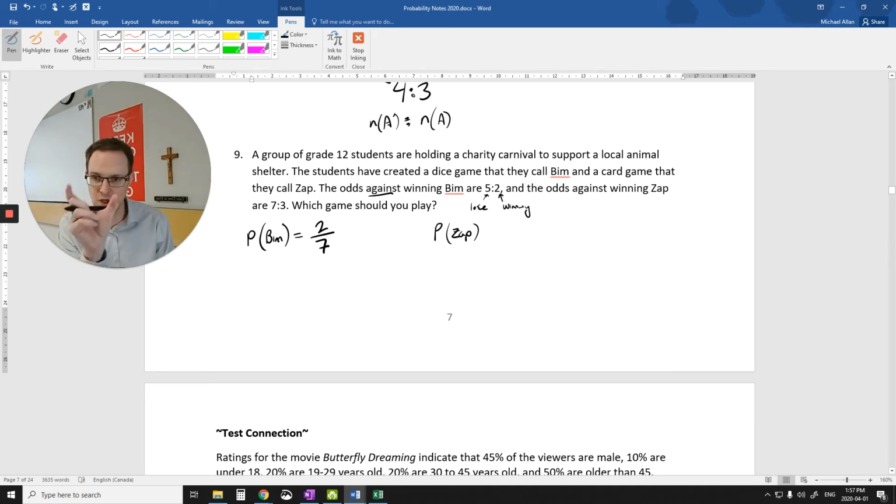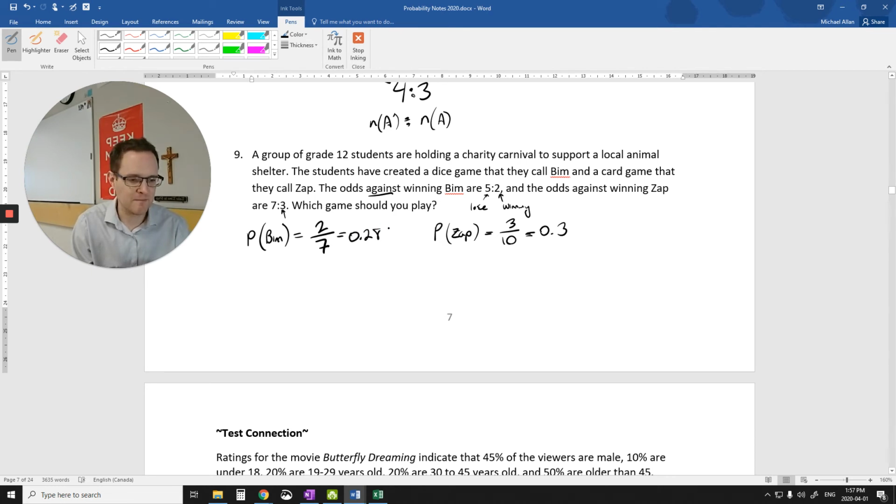Remember, to find the total sample space when you're doing probability from odds, you add the 2 sides. I'm just going to divide the numbers, because sometimes it's hard to see fractions. In this case over here, I'm losing 3 out of the 10 times. This one's pretty easy. This is 0.3. But it's hard to see what number this is until I put it into a decimal. So I look at these 2 numbers and I say, okay, this is in favor of me winning this game. I have about a 28 to 29% chance of winning this game. Over here, I have a 30% chance of winning this game.